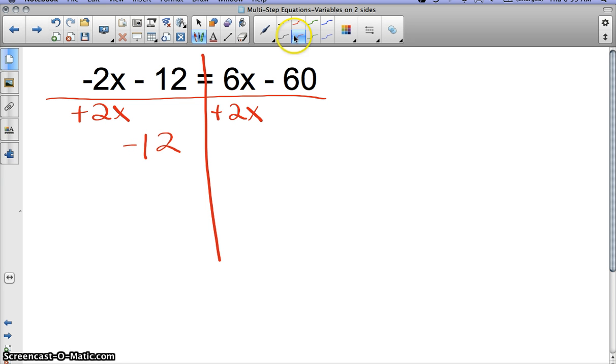So many people forget the negative sign. They just bring the number 12 down. But remember, I want to move it, I want to erase it. We can always go through and add the opposite, so that really is a negative 12. We can see that. So just make sure you bring it down when you bring your numbers down. Alright, so negative 12 equals 6x plus 2x gives me 8x minus 60. And then we're going to add 60 to both sides.